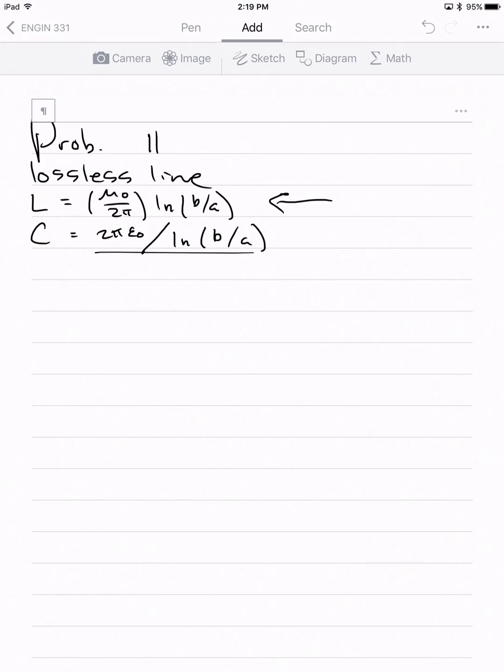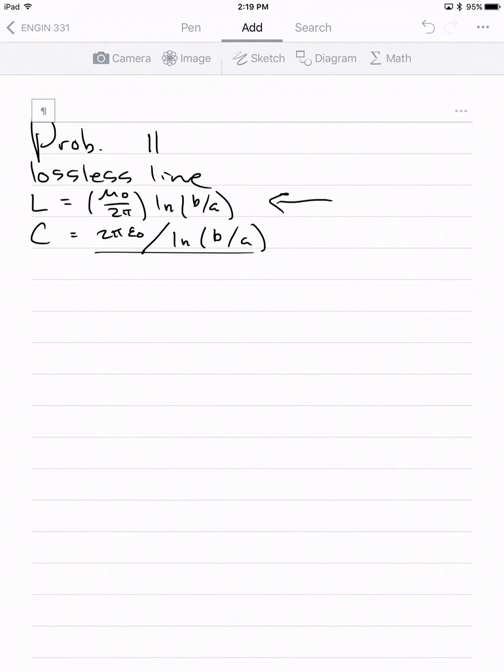That's written a little bit ambiguously in the problem statement, so if you looked at this problem and thought that ln of b over a was on the bottom of the fraction, it makes sense that you would read it that way, but that's not the right inductance value. It should be on the top.